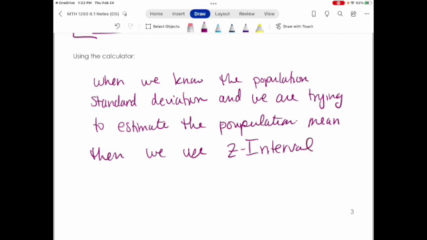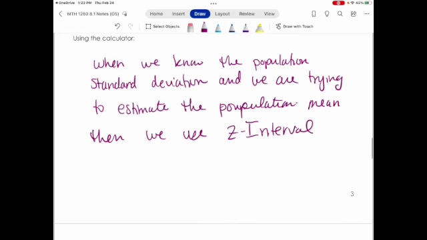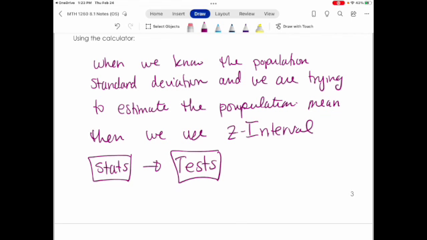Or you can use inverse norm, but you'd have to do it in multiple steps that way, but it's fine, it works. To get to z-interval, you go to stats, then to tests, and then choose z-interval. If you know what the values are and they're given to you in the problem, like the population standard deviation and the mean for the sample and all that information, when you do the z-interval function on the calculator, you want to choose the stats option because you're just plugging in the values.